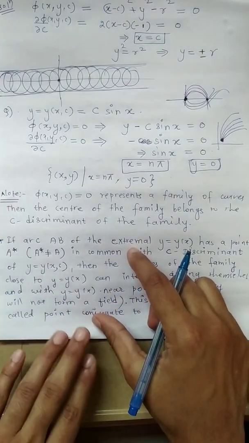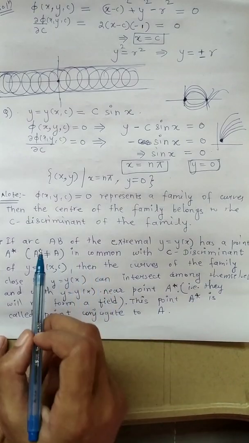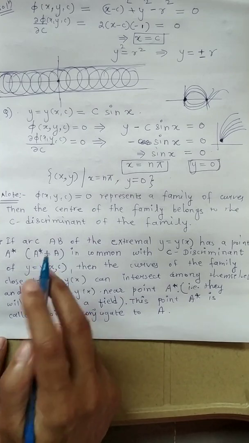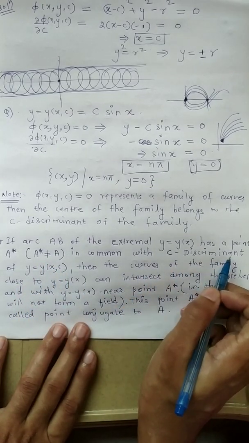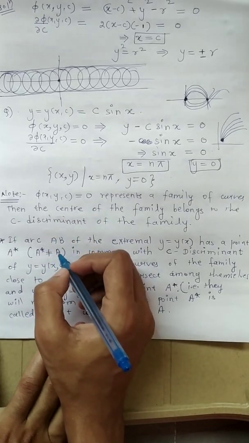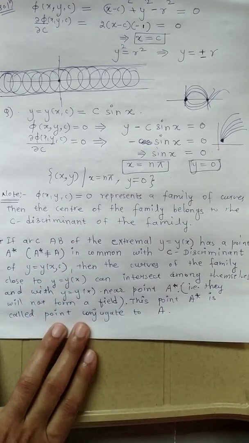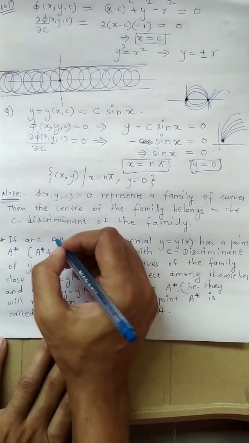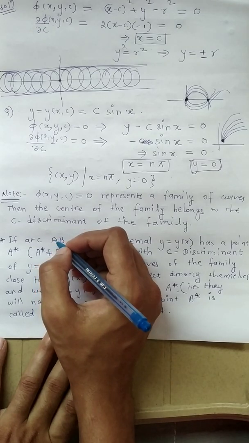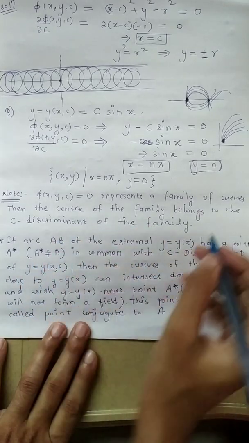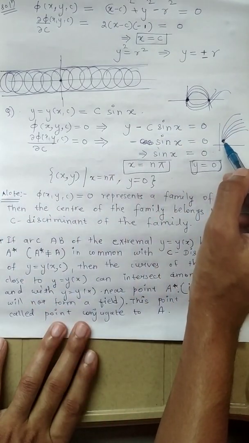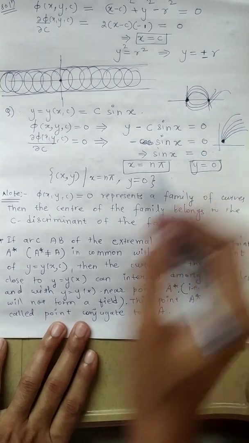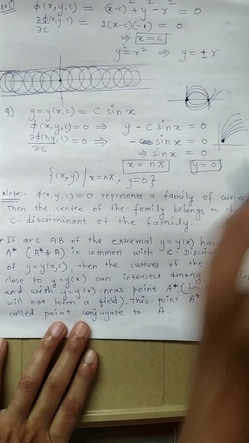So what does this tell us? It says that if there is a point which is not equal to A, that is in common with the C discriminant, okay, when I have said the point A of the arc AB, we will be seeing that this point A is actually the center of this field. That means we will have a pencil of this type, and this point will be that point A, whatever the arc is.